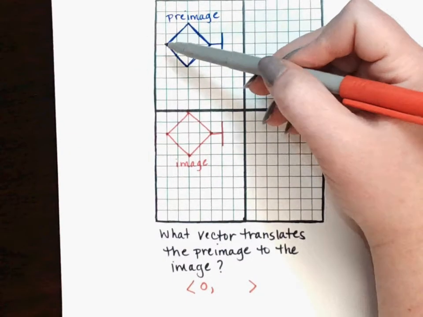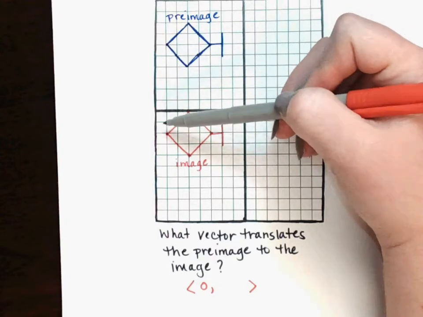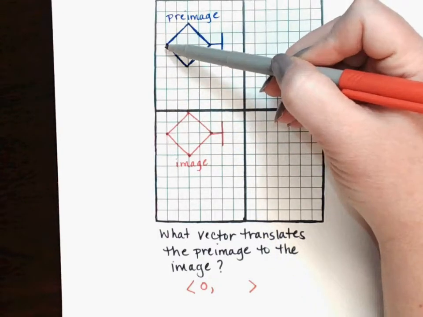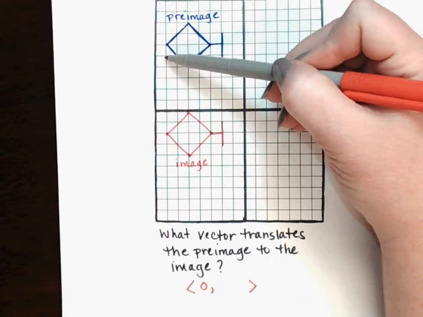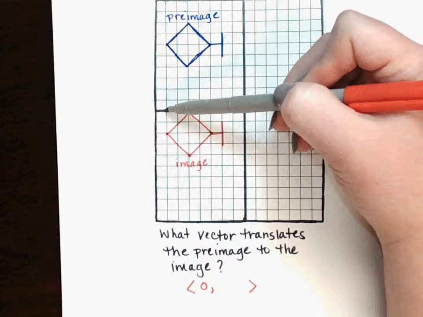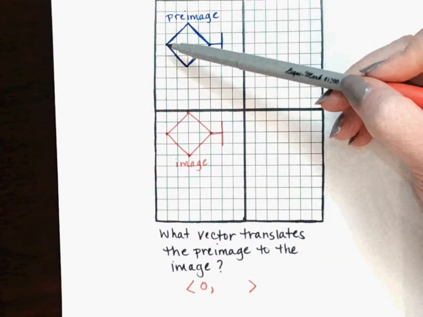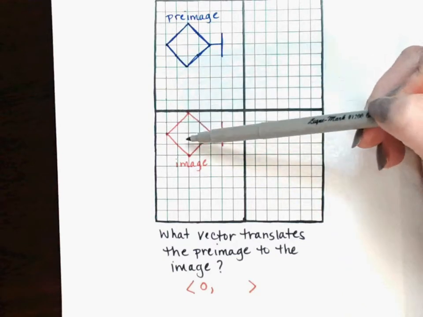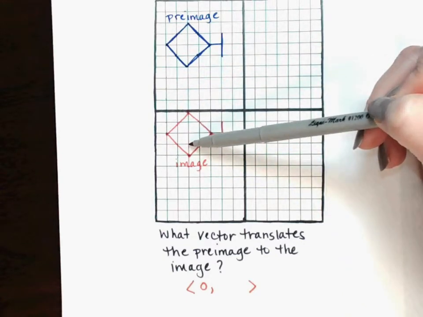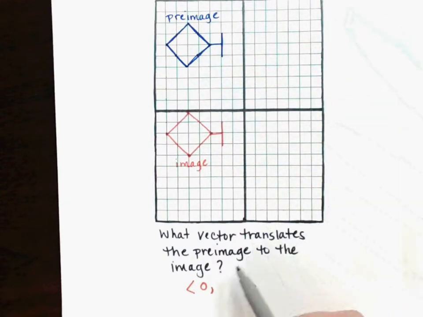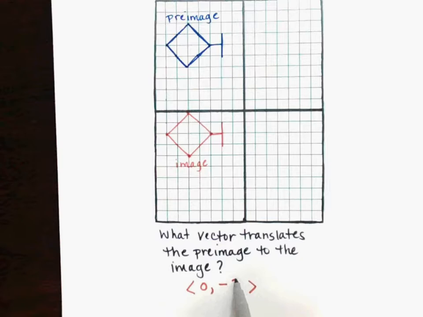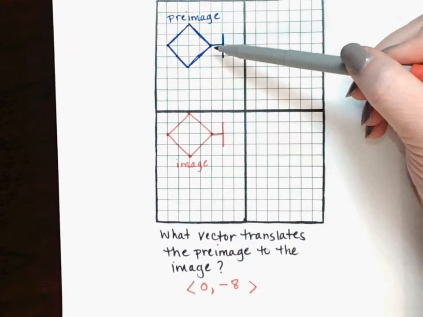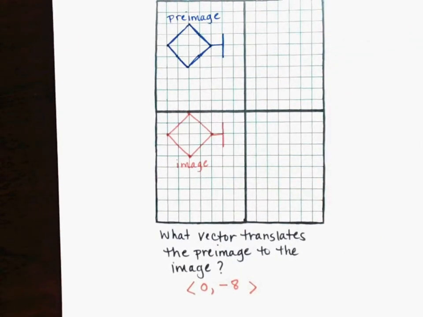For the y coordinate, it does move down, but we've got to count how many it does move down. 1, 2, 3, 4, 5, 6, 7, 8. So from this point to this point, the preimage shifts down 8. And in order to represent a shift downward on the y-axis, we make that a negative. So the vector to represent the preimage to the image is <0, -8>.